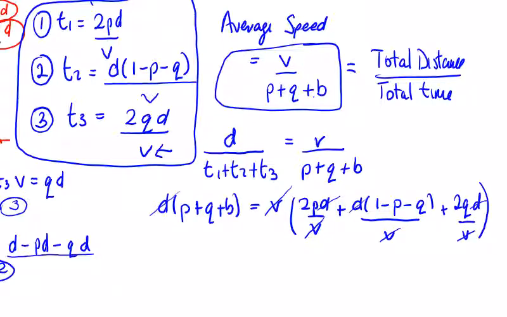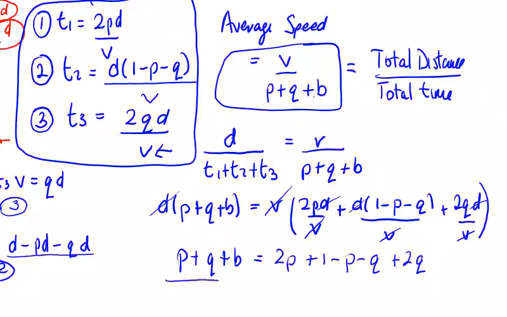And now just let me write out what's left. p plus q plus b is equal to 2p plus 1 minus p minus q plus 2q. So I want b on its own, so let's do the p's cancel. I think they do here, do they? 2p minus p is p, so we're going to end up with p and p cancelling. 2q minus q is q, so they'll cancel, so we're just left here with b is equal to 1.